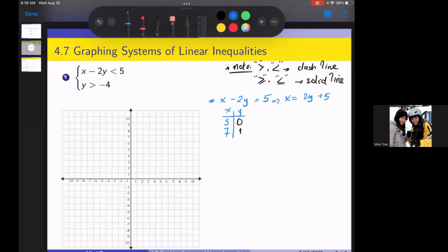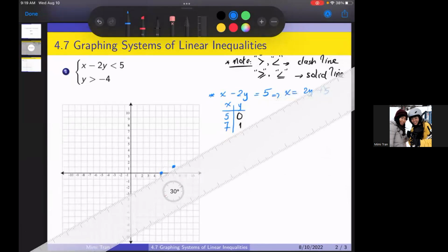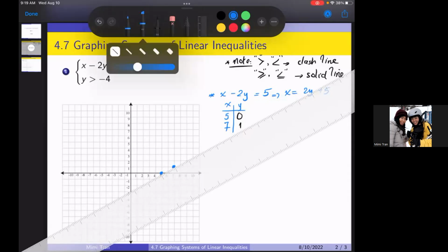So 2 points is enough. So I got (5, 0) right here, and I got (7, 1). And now I can draw a line. It's gonna be a dashed line, right? Because of this less than.